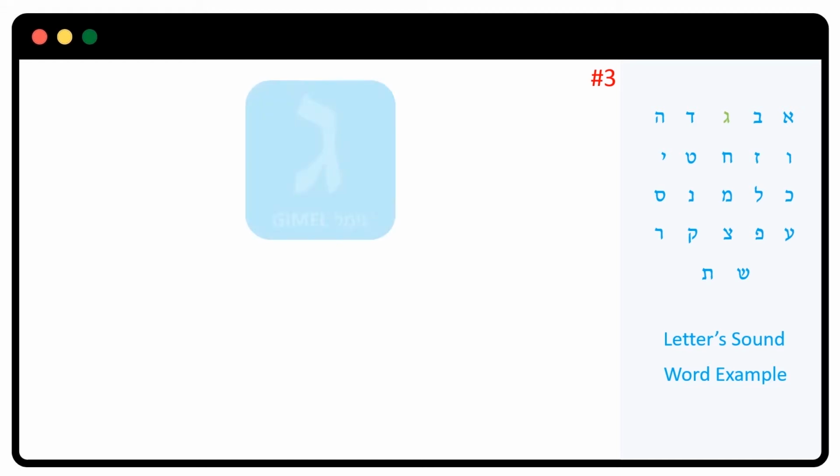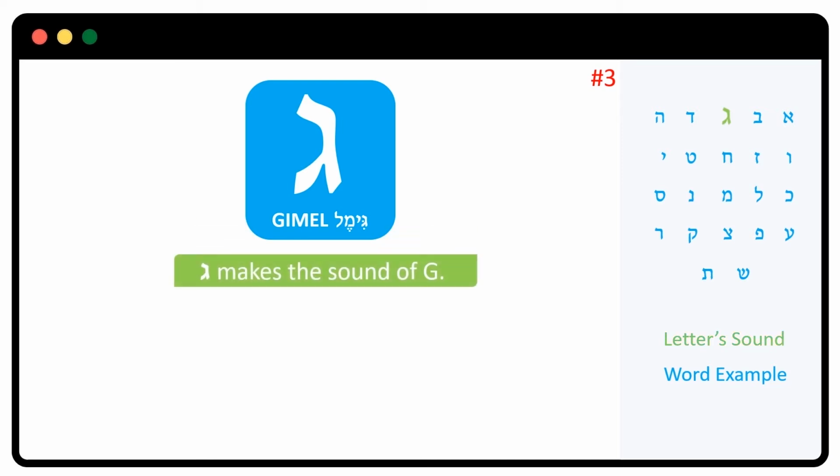Letter number 3. Gimel. The letter Gimel makes the sound of the letter G in English. Like in the following word example. Gir. The word gir starts with the letter Gimel. Gir means chalk.